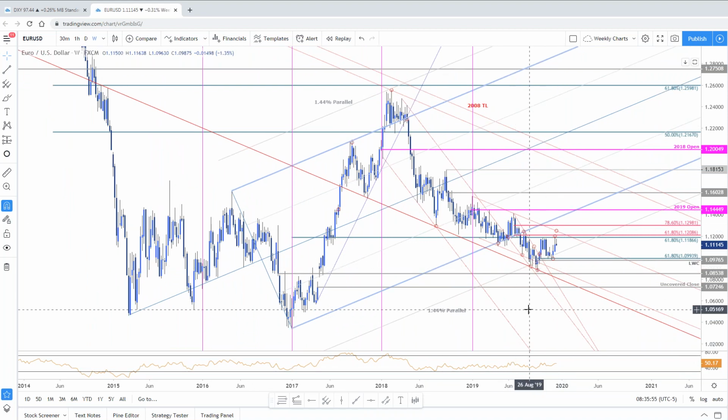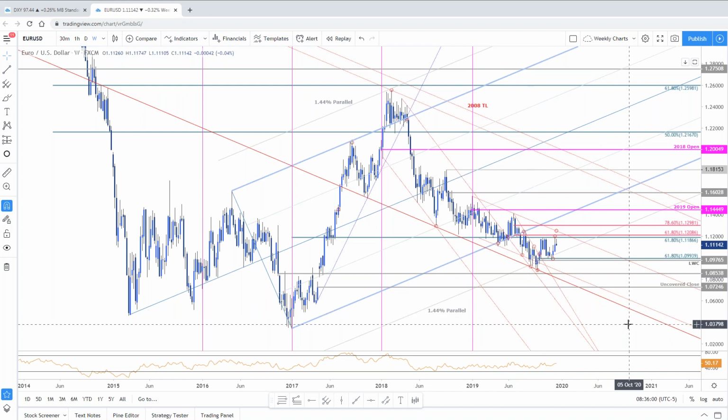Before we jump into the intraday, I just want to highlight this weekly chart. No change on this, guys. The basic critical zone heading into the close of the year, 109.94 into 111.86.